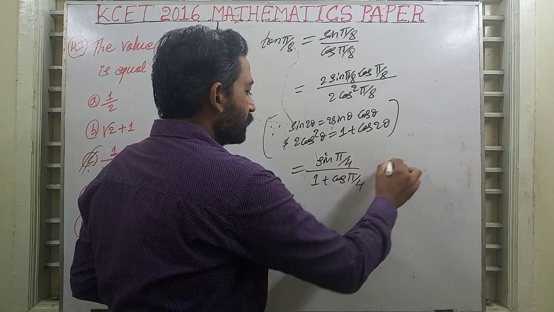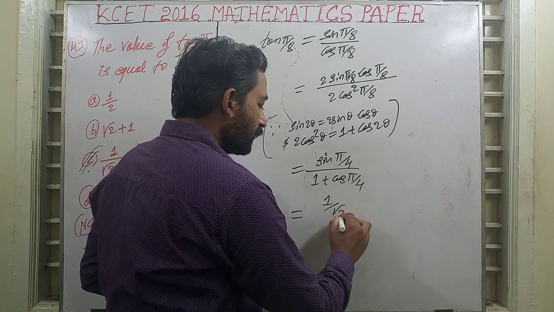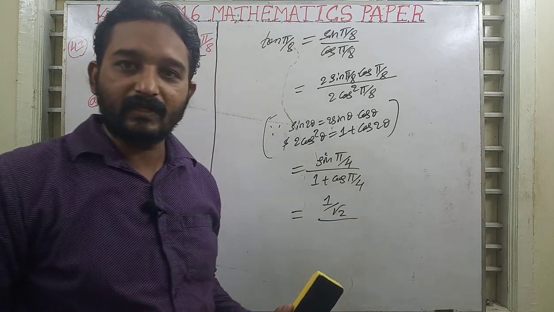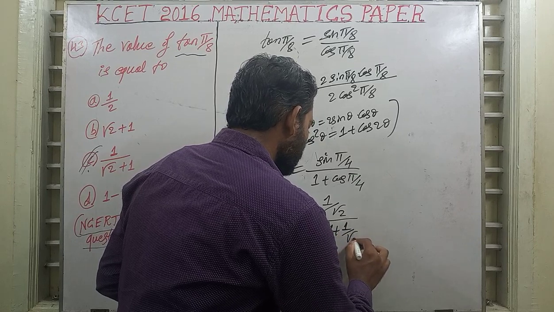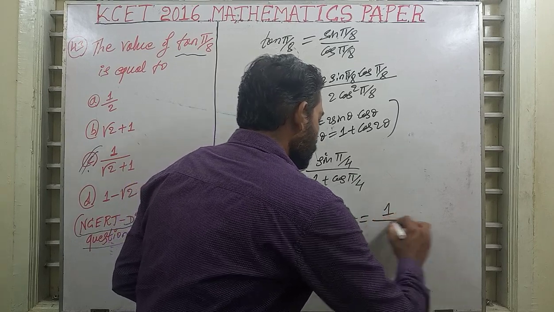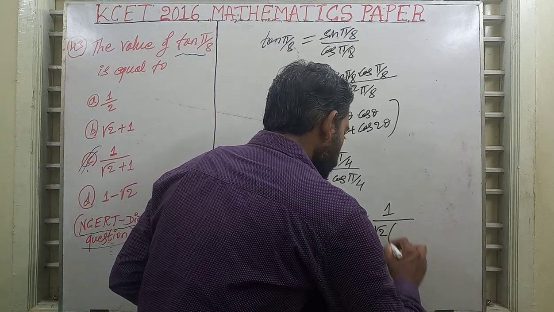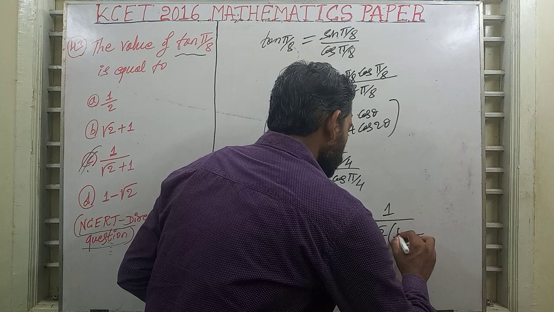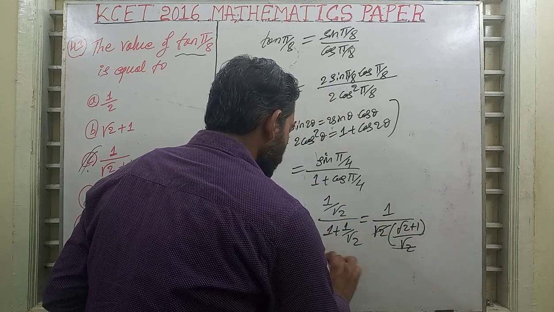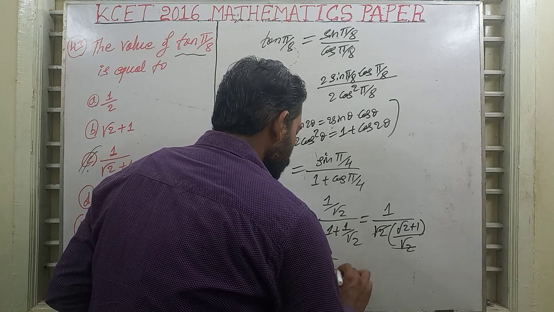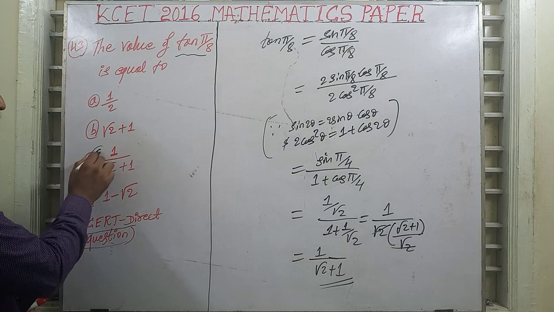We know that cos pi by 4 and sin pi by 4 both have the same value, 1 by root 2. So 1 by root 2 divided by 1 plus 1 by root 2. Here the LCM is root 2. Take LCM as root 2. So 1 by root 2, root 2 plus 1. Root 2, root 2 get cancelled. We get the answer 1 divided by root 2 plus 1. So option C is the answer.